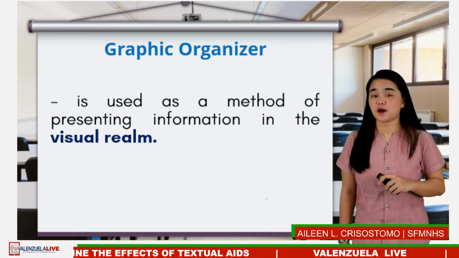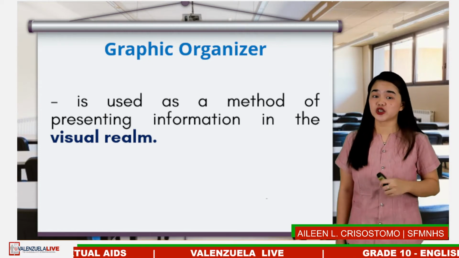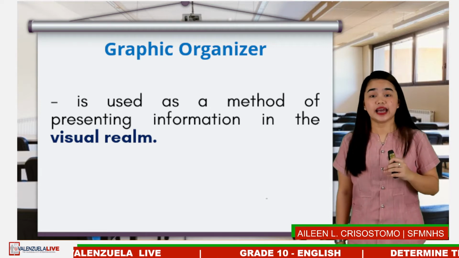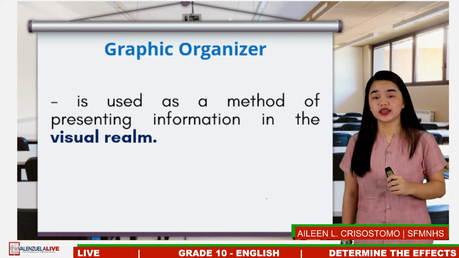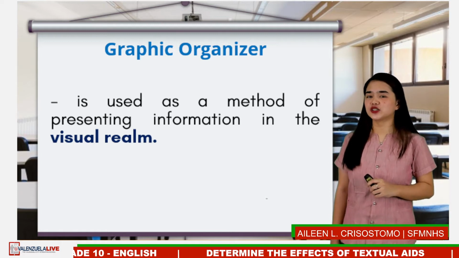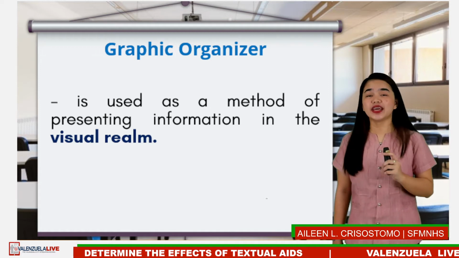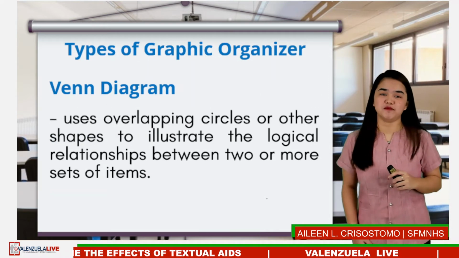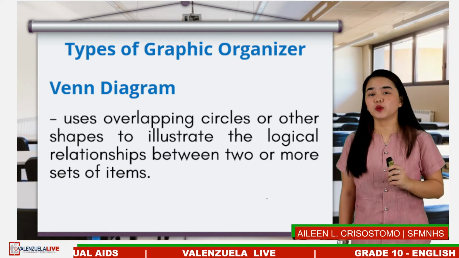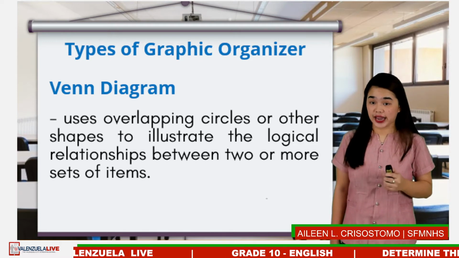These are used as a method of presenting information in the visual realm. They are efficient because they highlight and focus on just the important aspects, and they also show relationships between necessary information. Can you recall some of the graphic organizers you've already encountered before? That's right. We have the Venn diagram, which uses overlapping circles or other shapes to illustrate the logical relationships between two or more sets of items.